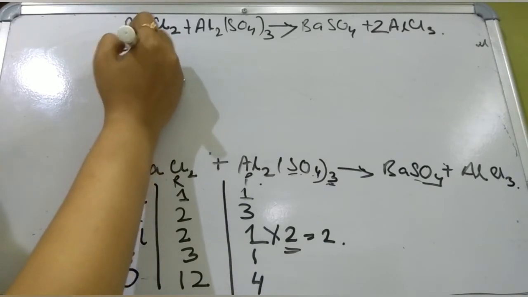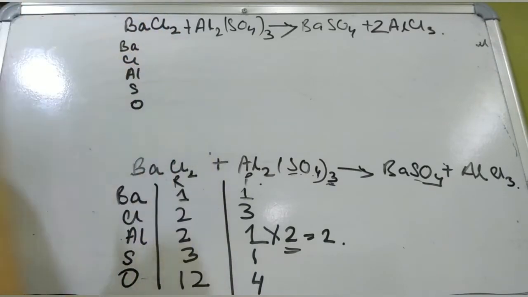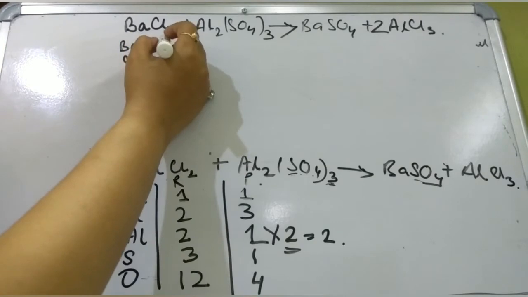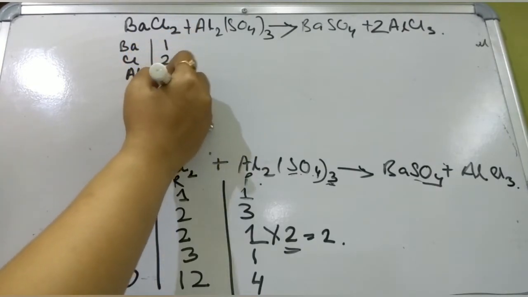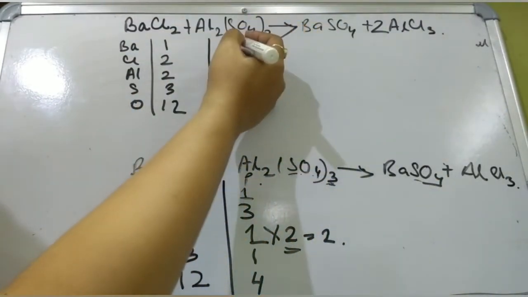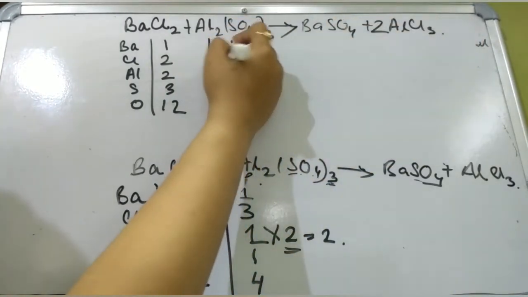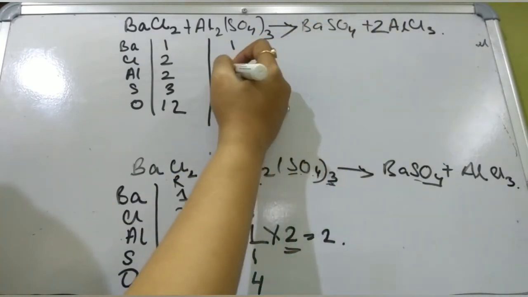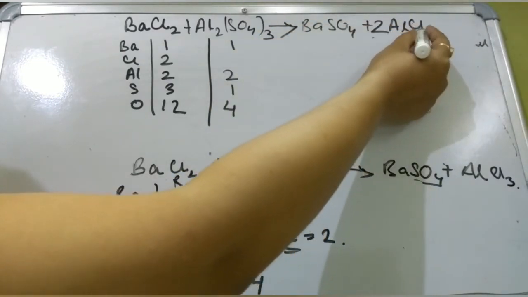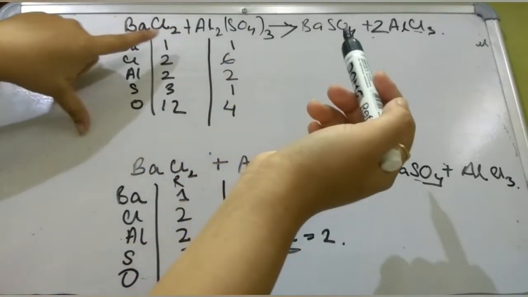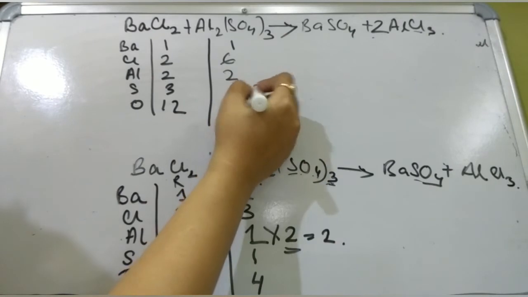Okay, next let's count. So make the columns by yourself. Since the reactant we haven't changed, I will write all the atoms the same. In the product side, barium sulfate: barium we have 1, sulfur we have 1, and oxygen we have 4. Only AlCl3 has changed: we will get 6 chlorine atoms and 2 aluminium. Next up, we have to balance.